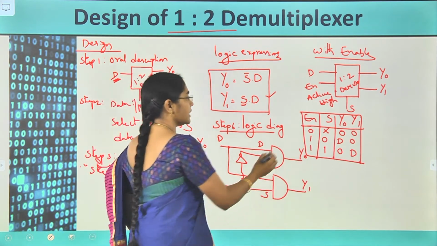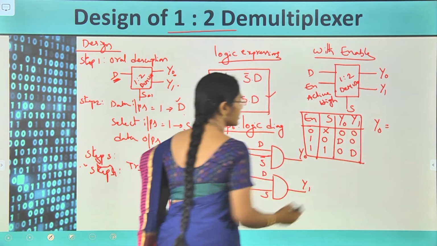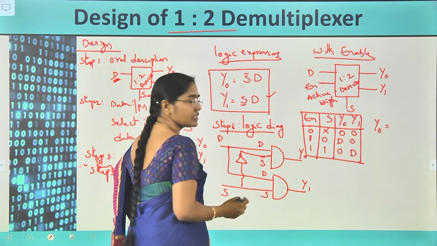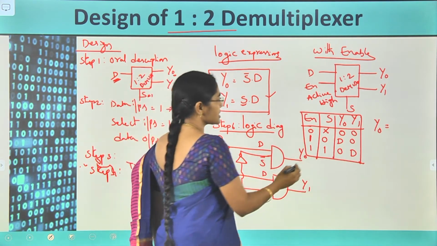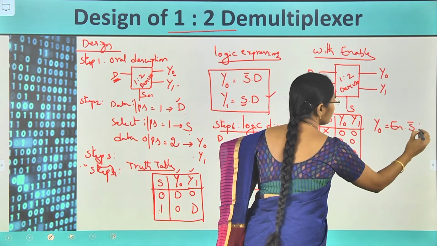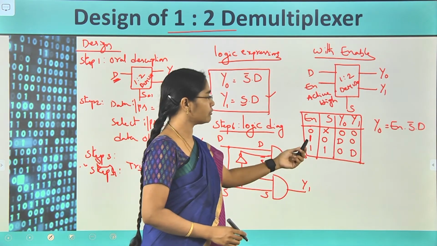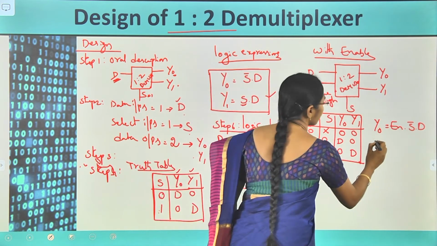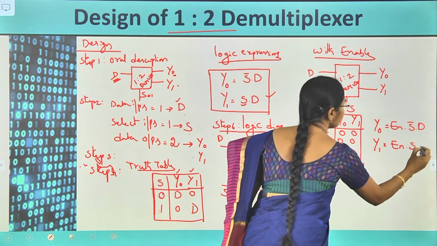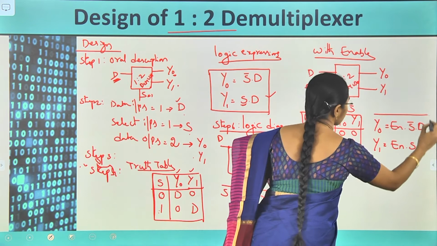Okay. Then what are the logic expressions? y0 is equal to what? y0 can be written in terms of the enable pin also coming into the logic expression, so enable into S bar into D, since when S is equal to 0, y0 is equal to D with the enable signal. Then y1 is equal to what? Enable into S into D. These two are the logic expressions.